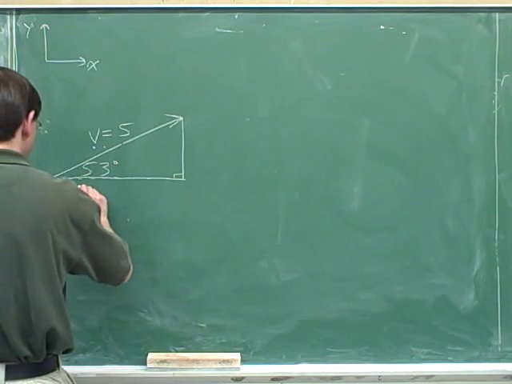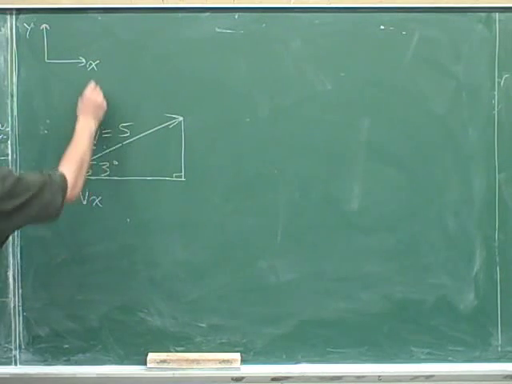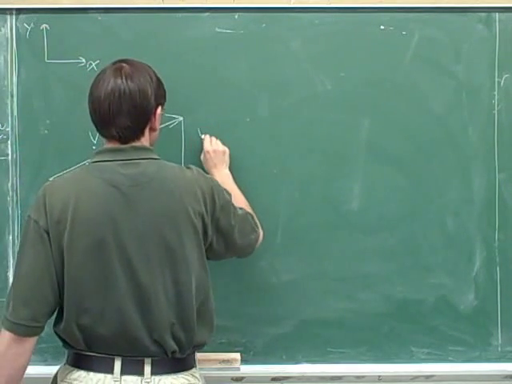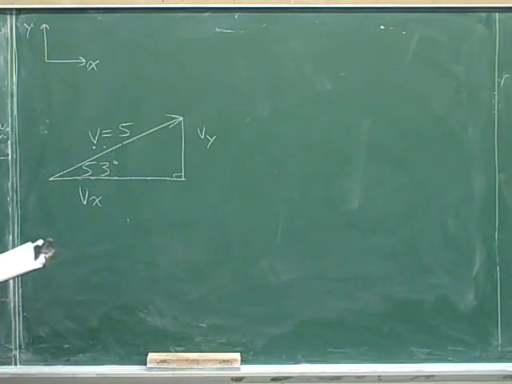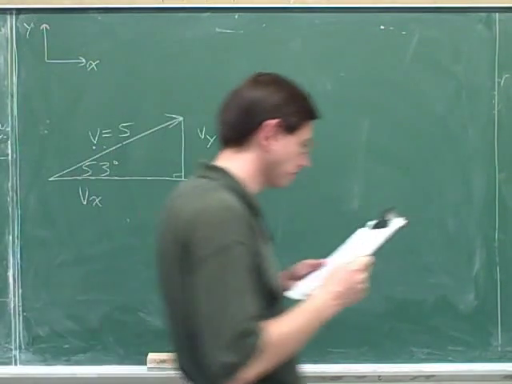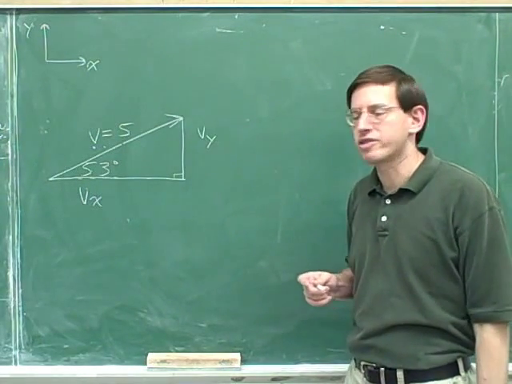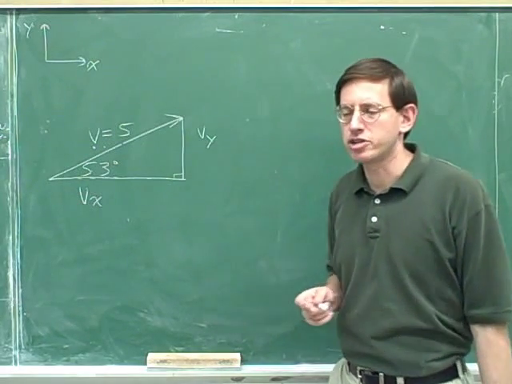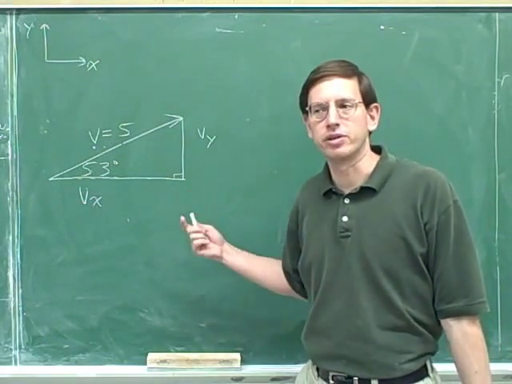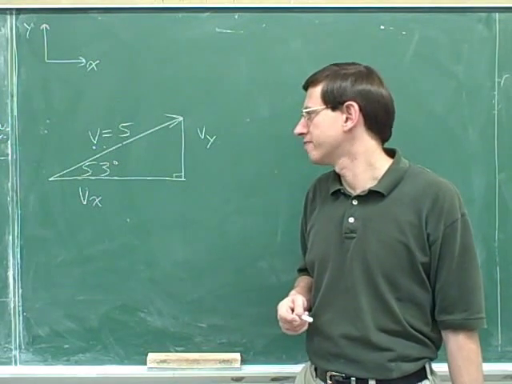Let's label the sides. Well, this is our x component because it's parallel to the x-axis. And this is our y component because it's parallel to the y-axis. All right, now we have to proceed to try to calculate the components. Well, what we have to do now is remember all the trig for physics that we learned earlier in the videos.